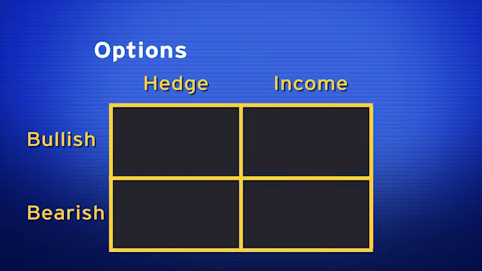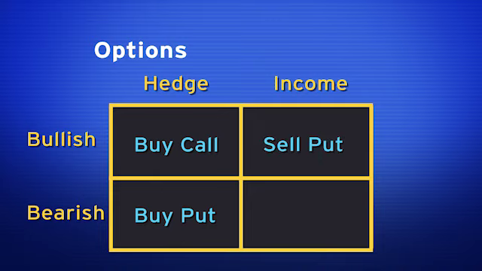If I'm bullish and I want to hedge, I would buy a call. If I am bearish and I want to hedge, I'm going to buy a put. If I am bullish and I want to generate income, I'm going to sell a put. If I'm bearish and want to generate income, I'm going to sell a call. So the upper left-hand quadrant of the box says buy call. Lower left-hand quadrant says buy put. Upper right-hand quadrant says sell put. Bottom right-hand quadrant says sell call.